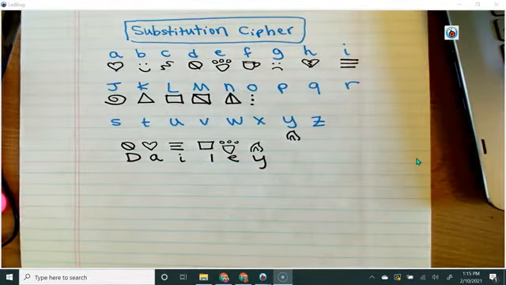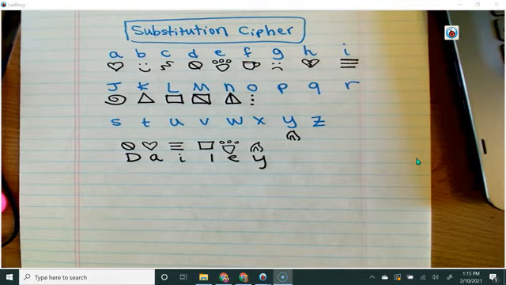Go ahead and, if you want, you can create your own substitution cipher, and it's pretty fun. And if you have a friend or a family member that you want to try to figure out your code, it's fun to play around with that.